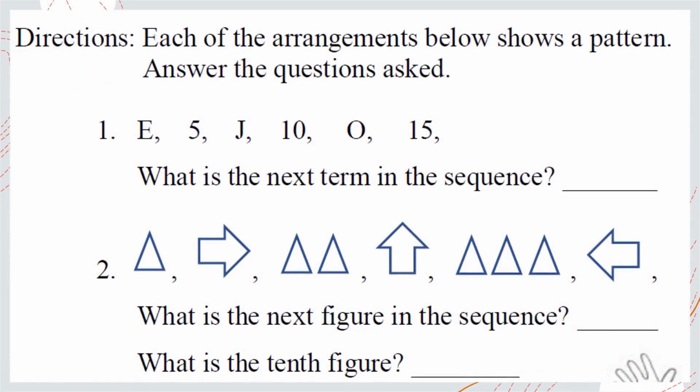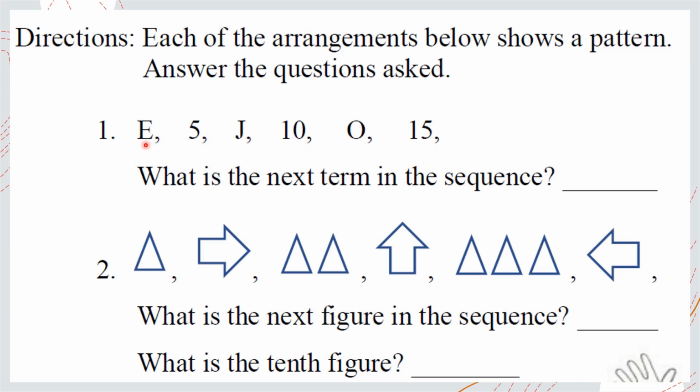Next. So, we have here an activity. This activity is taken from the last. Okay, so answer natin yung first two para meron kayong at least guide sa pagsasagot ng susunod na mga items. So direction. Each of the arrangements below shows a pattern. Answer the questions as. So for number 1, we have E, 5, J, 10, O, 15.